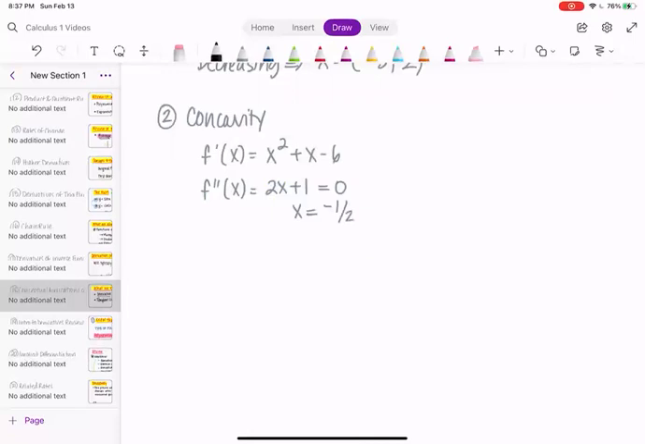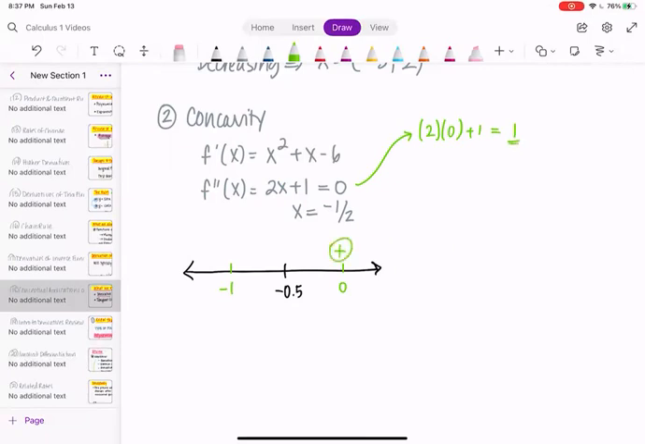And again, I'm going to build a number line. This time I only have the -1/2. So what I'm going to do is I'm going to test 0 on this side and -1 on this side. So I'm going to plug that into my second derivative, remember. So if I plug in 0, I get 2 times 0 plus 1, and that gives me 1, which is positive. So this is going to be concave up on this side. And then I'm going to plug in -1.